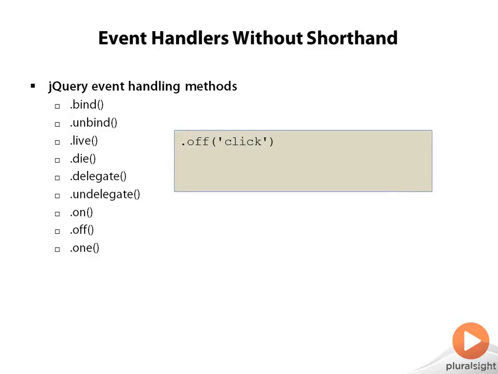The off method works just like unbind and die. The last method in the list is one. This attaches an event handler to an element that will only be processed one time. Once the handler is processed, jQuery automatically executes an off method. So let's work on some code to see how to make use of these methods.